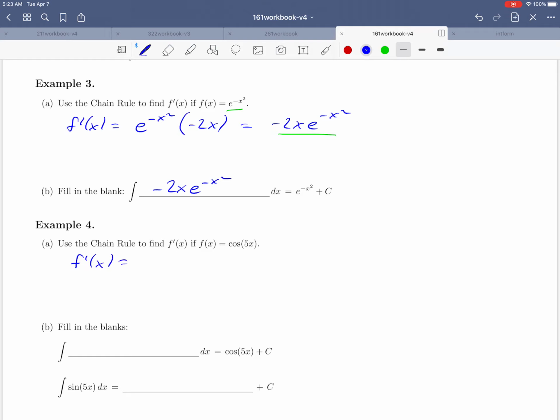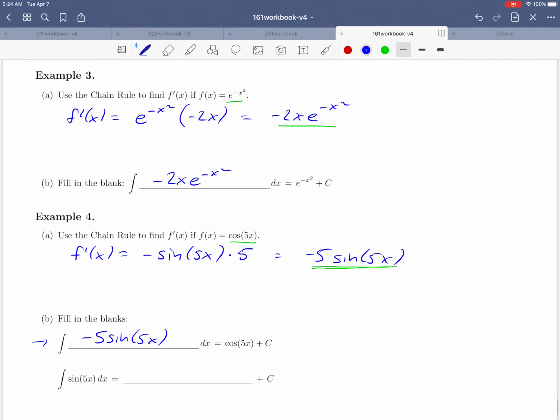we're taking the derivative of cosine of u, which is negative sine of u, times the derivative of u, and the derivative of 5x is just 5. Okay, if we rewrite that, that's negative 5 sine of 5x. What's interesting about this one is they've got two blanks that they'd like us to fill in here. The first one is just the same thing that you did in examples 1 through 3, reversing this and saying that if this is our derivative, then the antiderivative of negative 5 sine of 5x should get us back to cosine of 5x. Which is what this is saying.